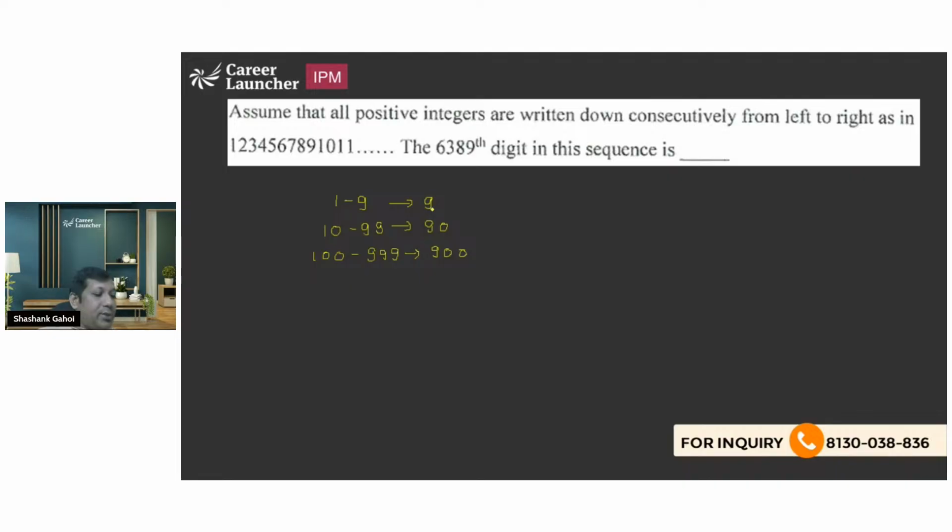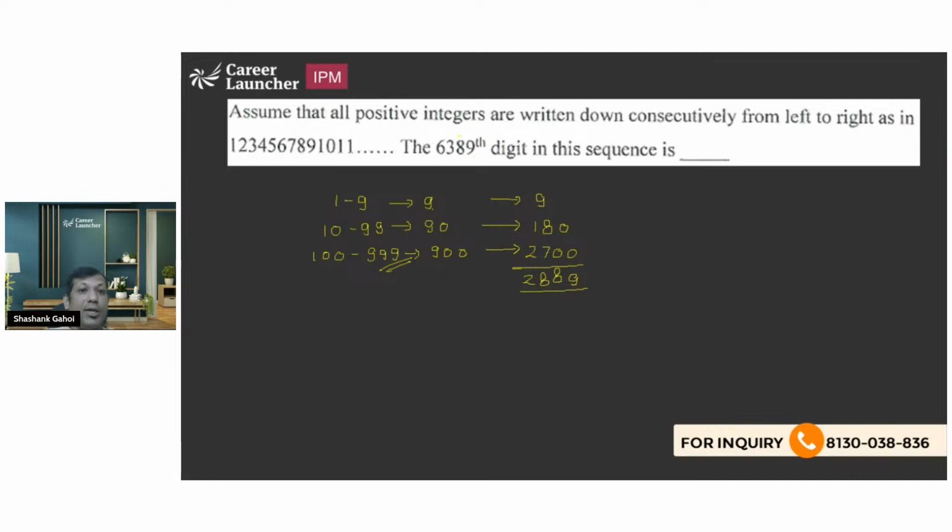Now all these numbers are single digit numbers, so how many digits are we going to use? 9 digits. How many numbers do we have? 90, and every number has 2 digits. So what is the total number of digits we got? 180. Here, how many digits will each number have? Each number will have 3 digits. So the total number of digits comes out to be 2700. So when I am writing 999, how many digits have I used so far? Let's add them all: 9, then 180, then 2700. So 2889 digits have already been used if I am writing all numbers up to 999.